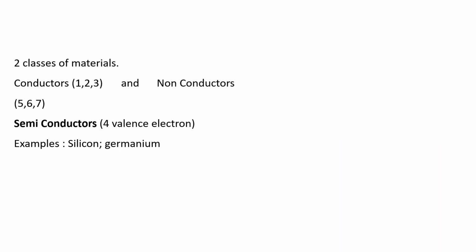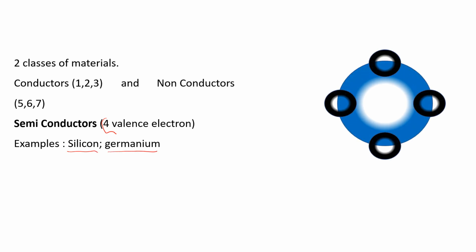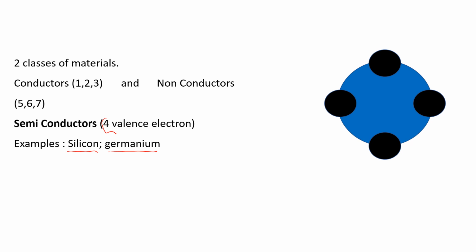So between the two classes of materials, the conductors and non-conductors, we have another group of material called semiconductors. Like between a seater and a sleeper, we have another category called semi-sleeper. Between a conductor and a non-conductor, we have a group called semiconductors. The semiconductor has four valence electrons, and examples are silicon and germanium. So, an atom with four valence electrons.